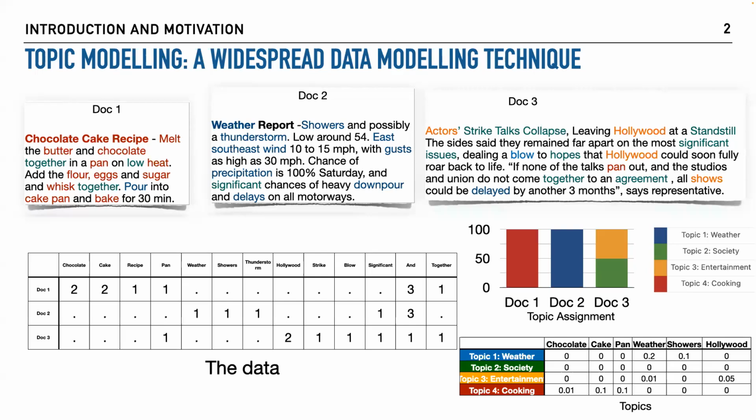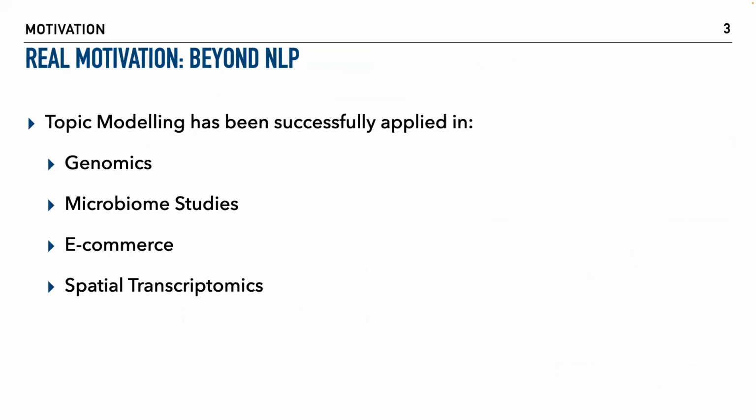Well, the thing that's interesting about these topic models is that their applications go beyond NLP. These models have been successfully applied in fields like genomics, microbiome studies, e-commerce, and spatial transcriptomics. What's interesting there is that the data regime these applications typically involve is quite different from the standard NLP setting. What works in NLP might not necessarily generalize to these types of applications. When I say data regime, I mean, for instance, the number of documents, the number of words per document, the size of the vocabulary. All of these, as we'll see, have an impact on the ease of estimation of our topics.